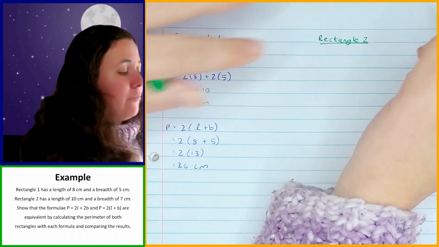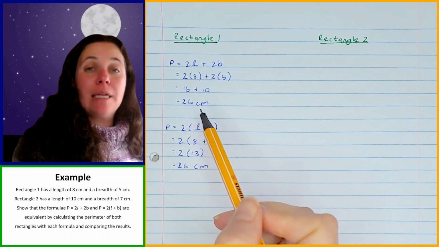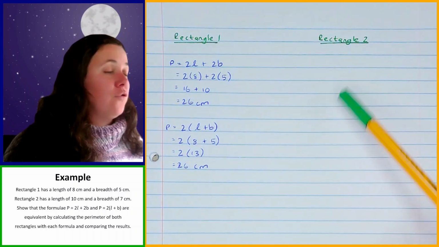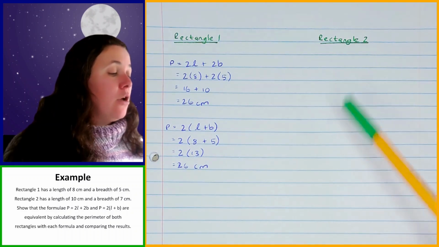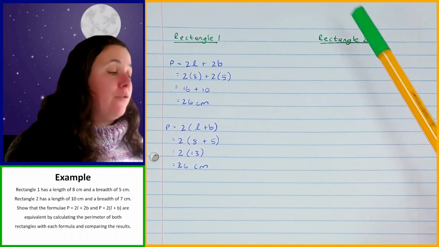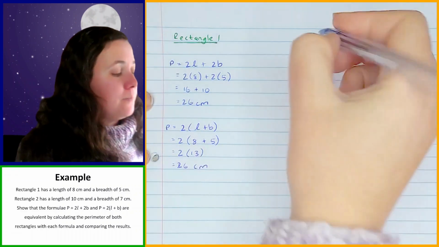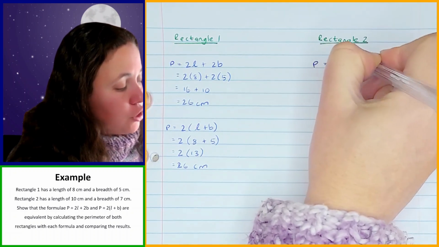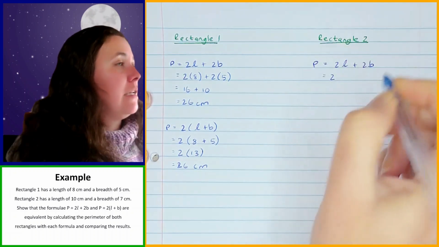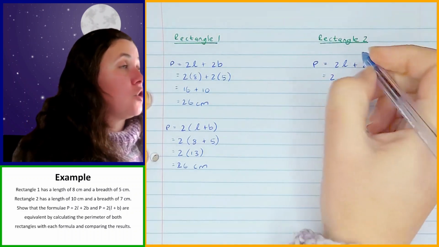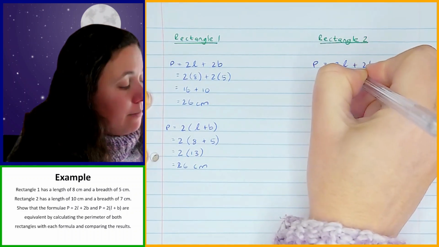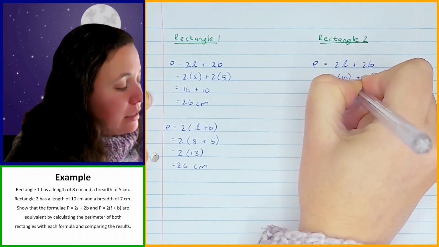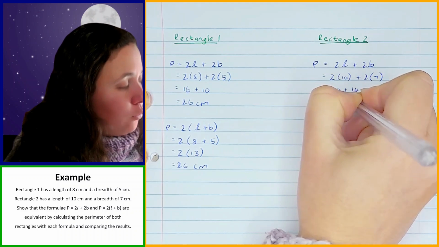Now this doesn't need to give me the same perimeter as what I had for rectangle 1, because this is a different rectangle. But what I do need to see is that if I use the two formulae, I should get the same result for the perimeter using both formulae for this rectangle. Using the first formula, P equals 2 times the length plus 2 times the breadth, I get 2 times the length of rectangle 2, which is 10, plus 2 times the breadth of rectangle 2, which is 7. That gives me 20 plus 14, which is 34 centimeters.